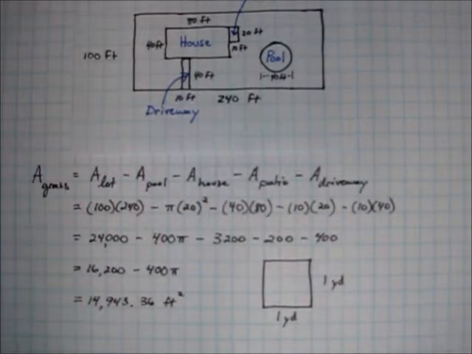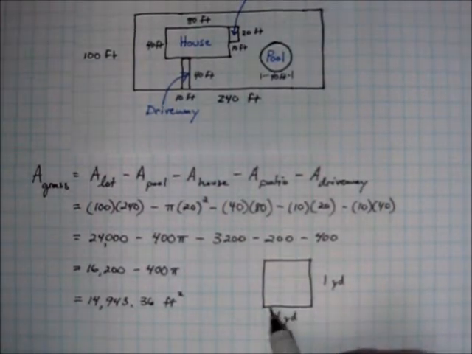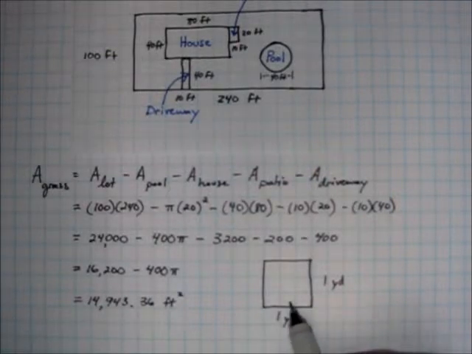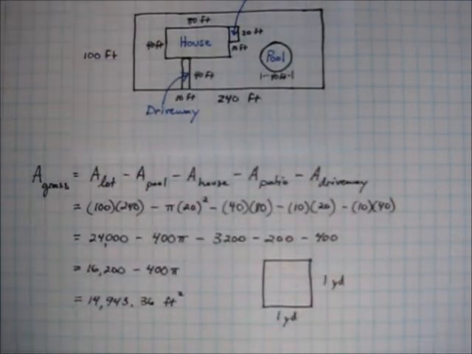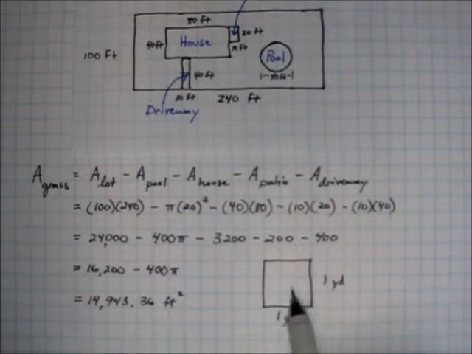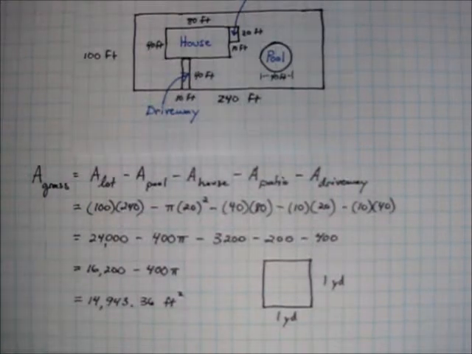Now, if 1 yard is made up of 3 feet, we can look at 1, 2, 3 feet on each side. And so how many square feet are inside of 1 square yard? You actually have 1, 2, 3, 4, 5, 6, 7, 8, 9. You have 9 square feet inside of 1 square yard.